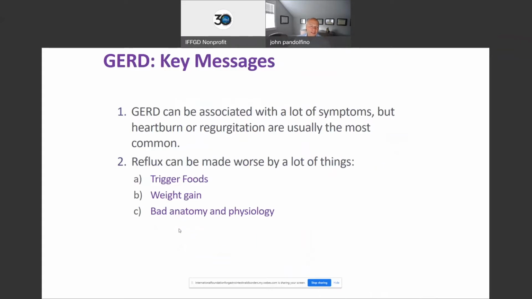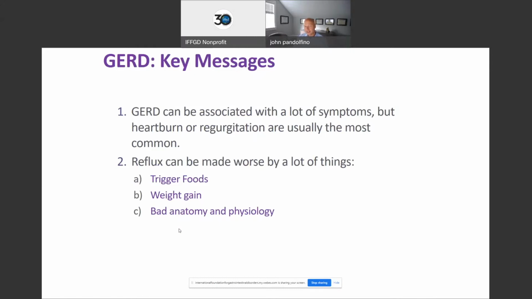So what are the key messages around this? Well, I think some of the key messages here is that GERD can be associated with a lot of symptoms, but heartburn and regurgitation are usually the most common. But we have to remember that reflux can be made worse by a lot of things like trigger foods, weight gain, bad anatomy, and physiology.